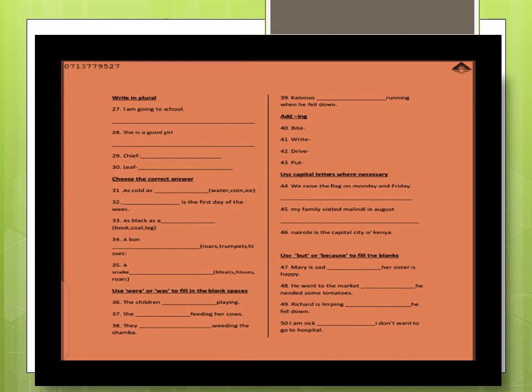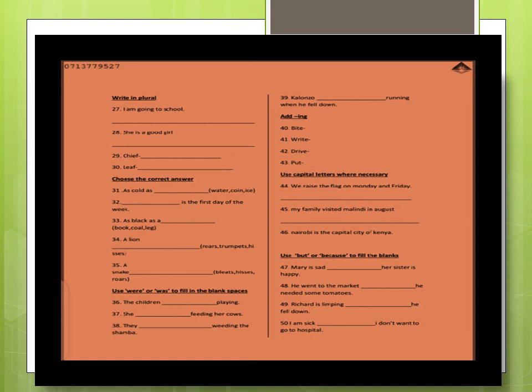A dash. A snake dash: cleats, hisses, rolls. We say a snake hisses. A snake hisses. Use were or was to fill in the blank spaces.